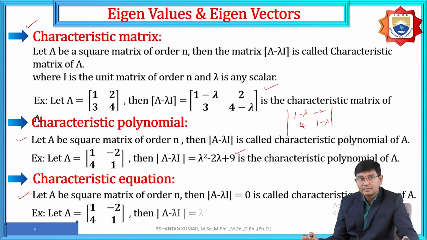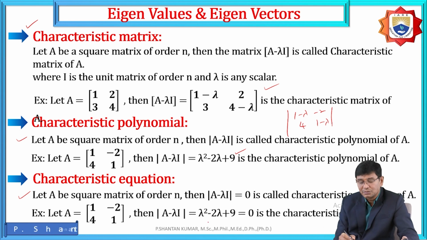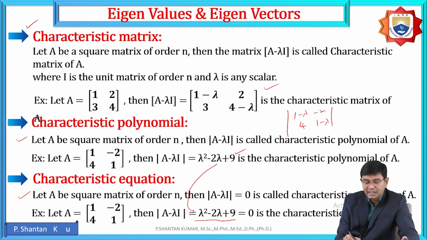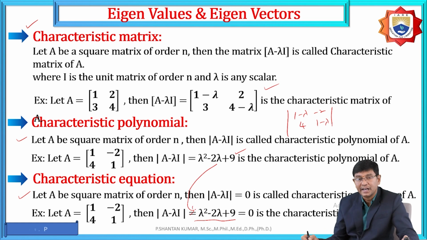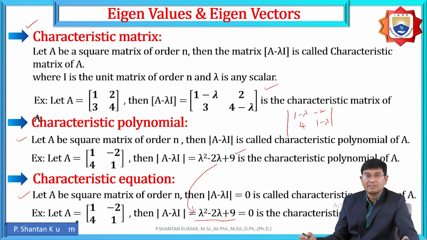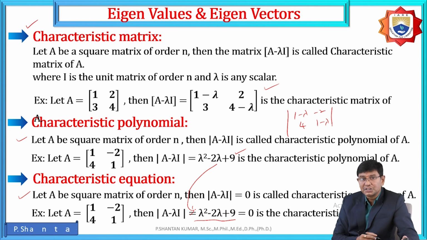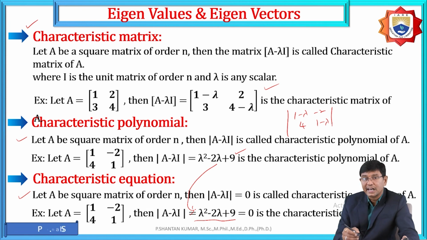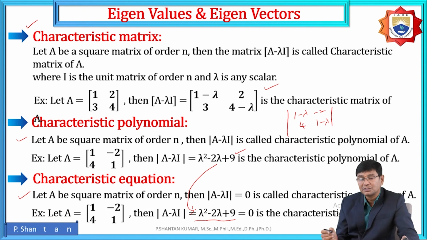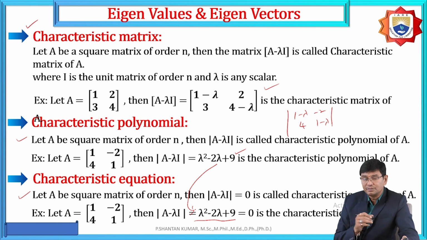For example, let us consider this matrix. As we already found, it is lambda square minus 2 lambda plus 9. By equating it to 0, we get the equation, which is called the characteristic equation. These are interlinked one by one: the characteristic matrix, the characteristic polynomial, and the characteristic equation. In the previous session, we discussed the eigenvalues. By solving the characteristic equation, the values we get are called the characteristic values.